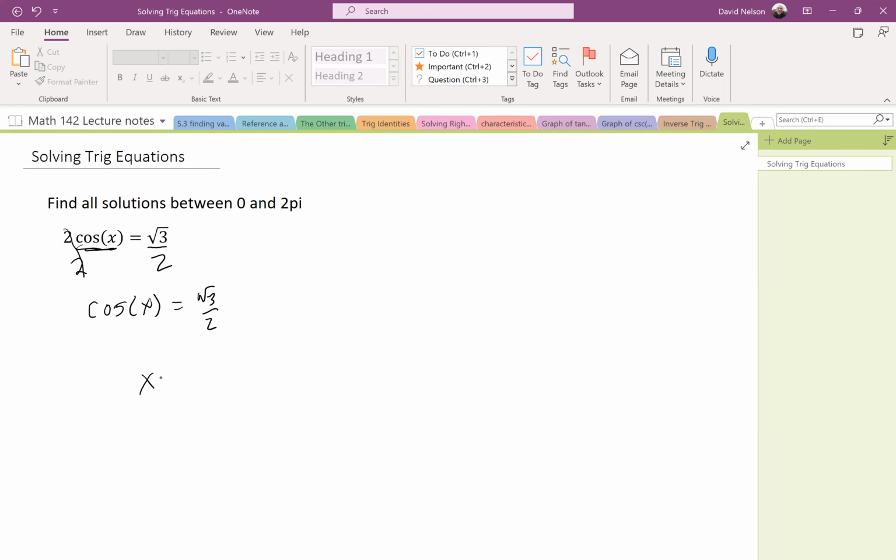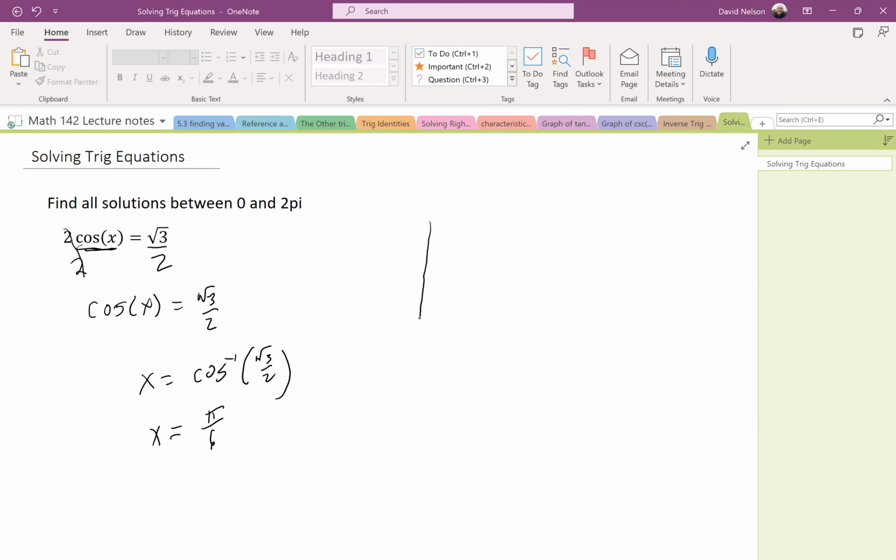And then if I want to find x, I'm going to use the inverse cosine. x would equal the inverse cosine of square root 3 over 2. Now that's one of the special angles, but there's a little bit more to it than that. We're looking at where the cosine is equal to square root 3 over 2, and we did some of these problems a little bit earlier. Square root 3 over 2 would be a pi over 6 angle. That's one of the special angles we've got memorized. So pi over 6 is an answer, but it's not all of the answers.